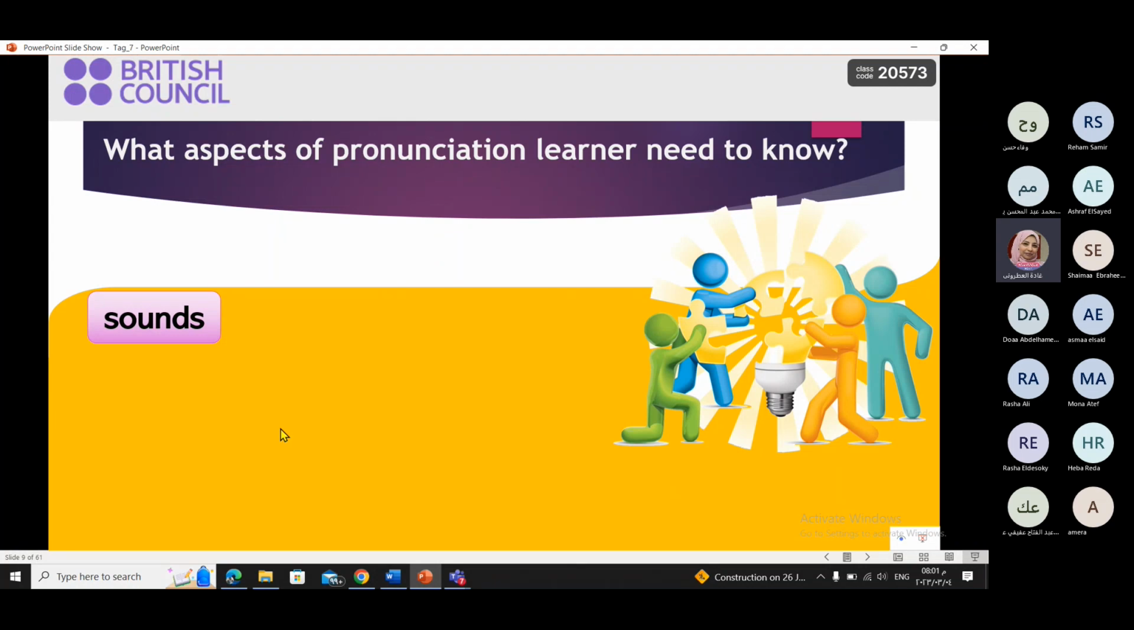And how many sounds? Are letters and sounds the same? No, they are not the same, because we have 28 or 26 letters in English, but we have how many sounds? Do you know how many phonemes we have in the English phonemic alphabet?